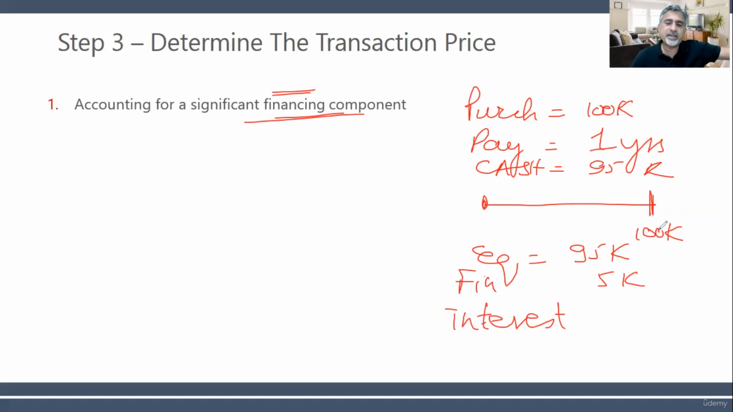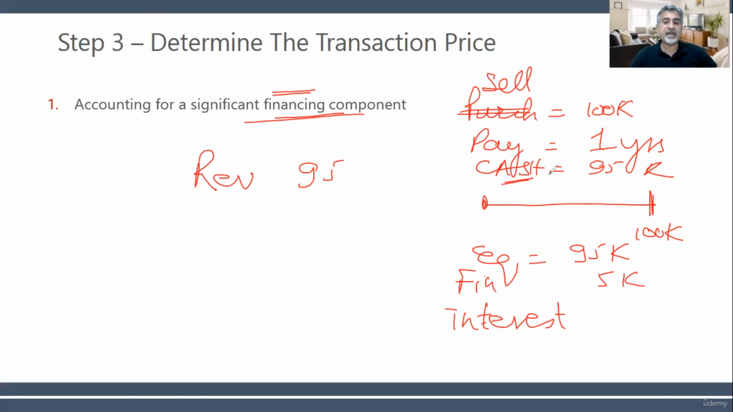So this actually, the revenue here, the revenue is 95K. I mean, if you are selling goods. So, okay, let's suppose I'm selling goods. I'm not buying goods. Let's suppose I'm telling to my client that I'm selling this thing for 100K and you will pay me after 1 year.